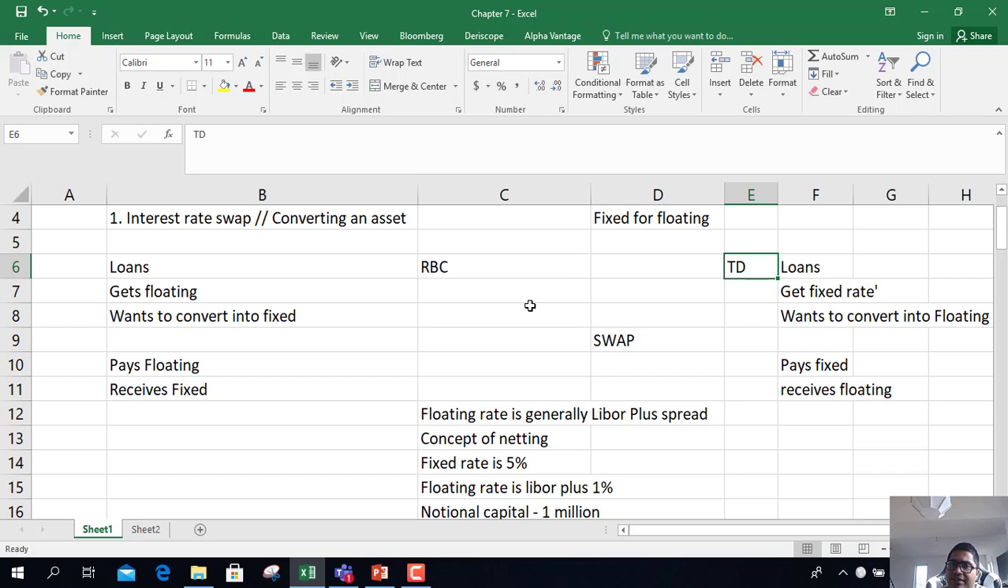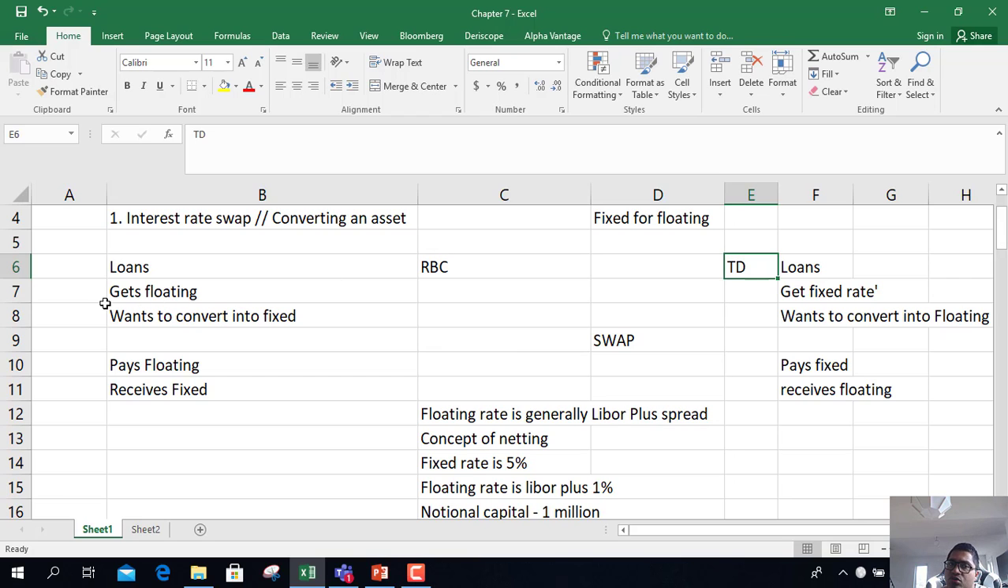So how do they do that? They do a swap with each other. Now swaps can be done through a third party financial institution or it can be done bilaterally. Let us assume for simplicity that it is a bilateral swap. So RBC and TD are getting into a bilateral swap with each other. So how would they convert it?